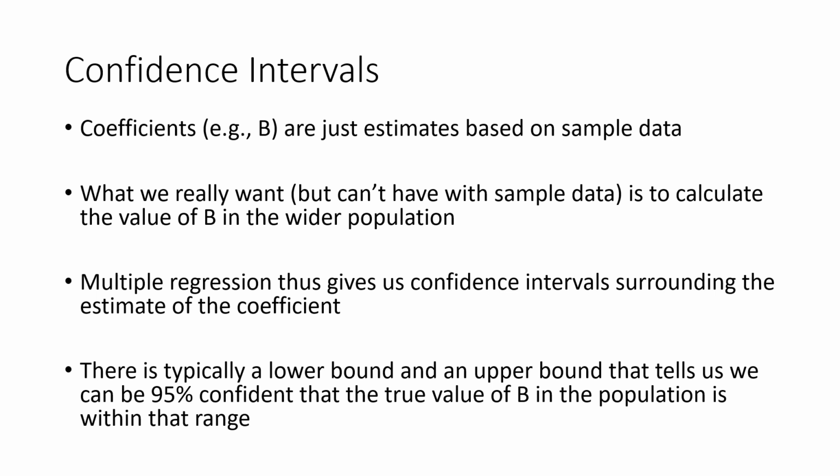So what we really want to do is get a sense of whether or not this relationship between x and y, or between various x variables and y, generalizes to the wider population. And one way we can do this with a greater degree of confidence is to use what we call confidence intervals surrounding the sample estimate of the coefficients. So typically what we do is we report confidence intervals with a lower bound and an upper bound around a 95% confidence. And what we say is that we are 95% sure that in the wider population, the true value of B is within this particular range.